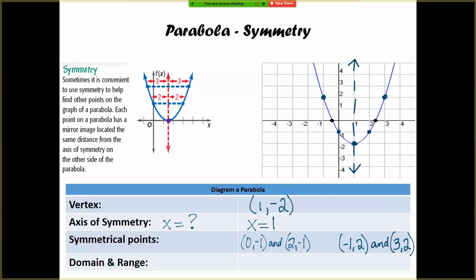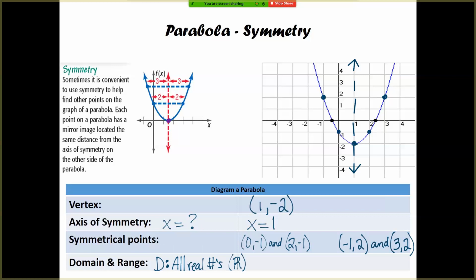The last thing we need to identify is domain and range. So as I said earlier, domain is always the same. It's always all real numbers. There is a shorthand way you can write that. The symbol for all real numbers is a capital R with an extra line through it. I wrote it in parentheses in case you want to use that, or you can just write out all real numbers.